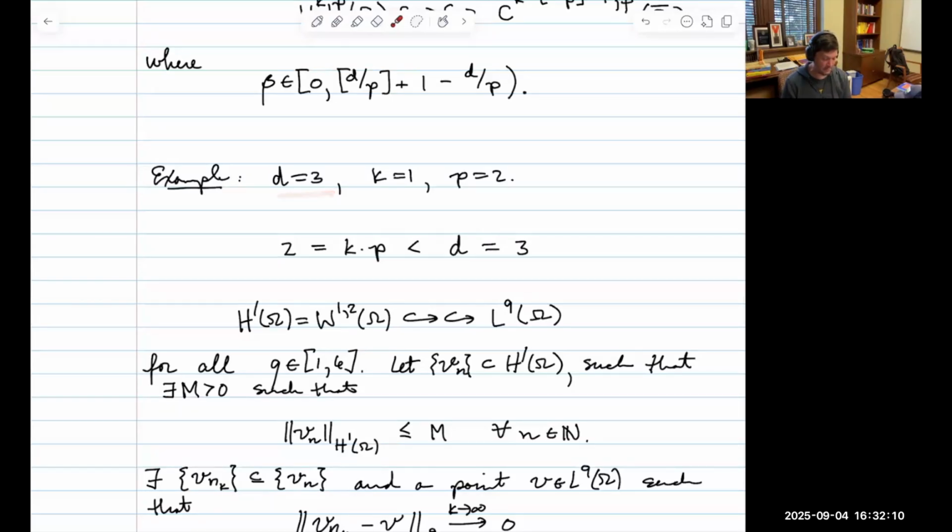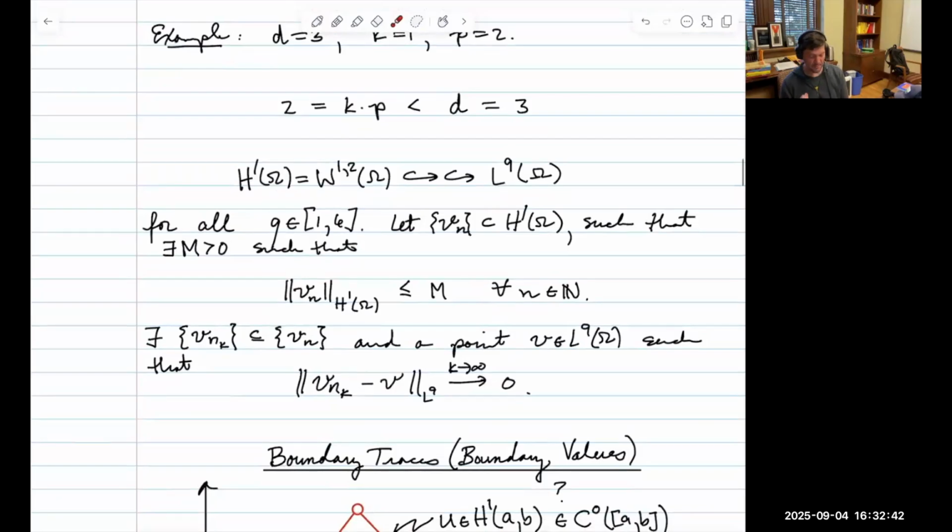Suppose we're in dimension 3, k is again equal to 1, p is equal to 2. So we're again in the case where we're subcritical. k times p is less than d, 2 is less than 3. So here it says the same thing it did previously, except that we get this compact part for free. H1 functions are compactly embedded into LQ for Q between 1 and 6. So what this means is we have the continuous embedding, but we also have the compact embedding as well.